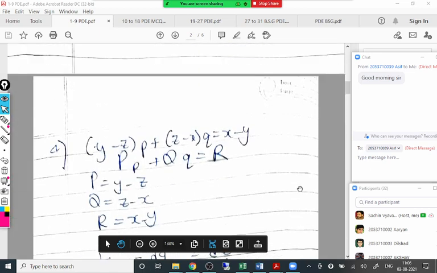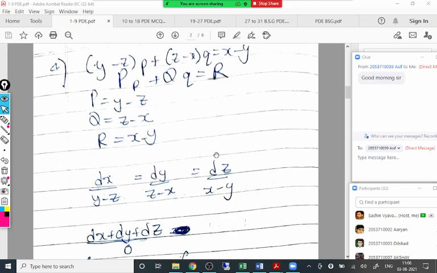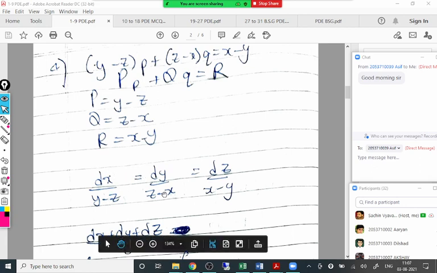Question number 4: what is the solution for this differential equation? First, the identification is important. It is of the form Pp + Qq = R. This is known as Lagrange's form. In Lagrange's form, we get the solution by Lagrange's auxiliary equation: dx upon P equal to dy upon Q equal to dz upon R.